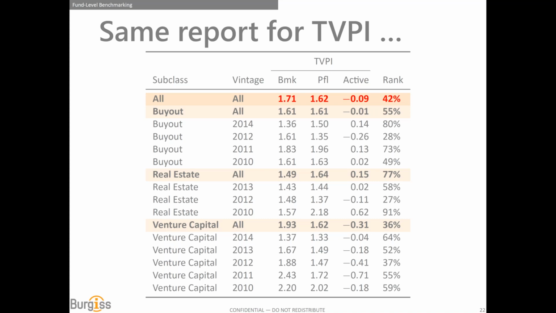However, not all of the portfolio looks like that. If you scan down to real estate, it turns out that real estate is actually quite different. If you remember on the previous slide, real estate from an IRR perspective was actually quite poor. I think it was maybe 38% or so as a rank. From a TVPI perspective, it outperformed, both in terms of the active column and also in terms of the rank, which is 77%. So from a TVPI perspective, the real estate sub-portfolio seems to be top quartile.